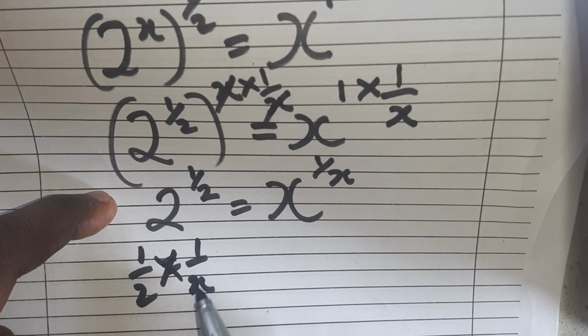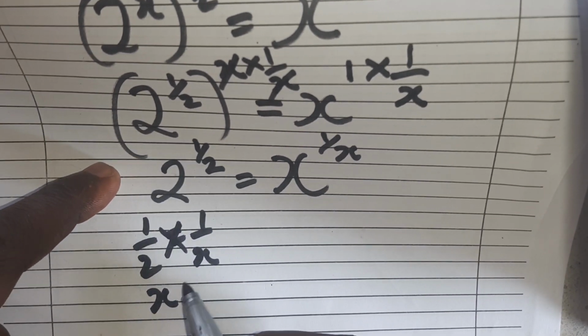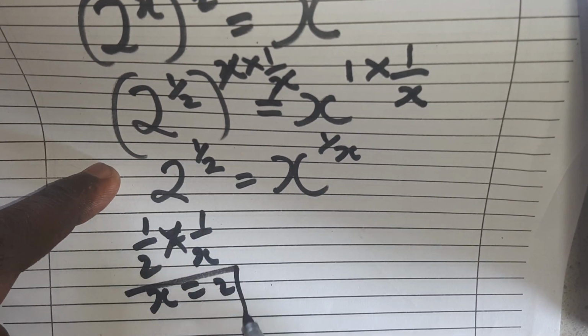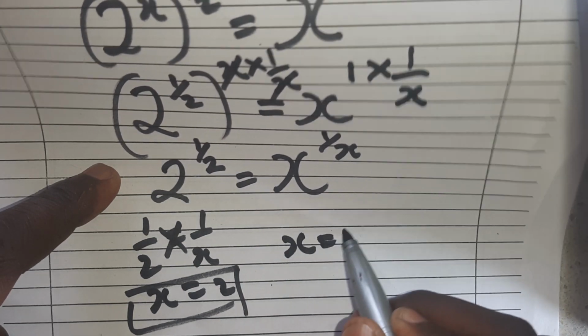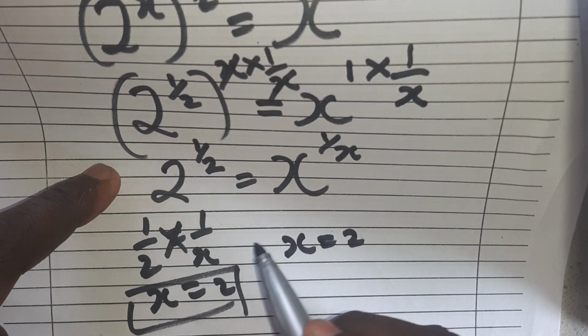Then if I cross multiply, x times 1 is x equals 2 times 1 is 2. Or I can just equate the bases. 2 equals x, or x equals 2. If I equate the bases, x equals 2.